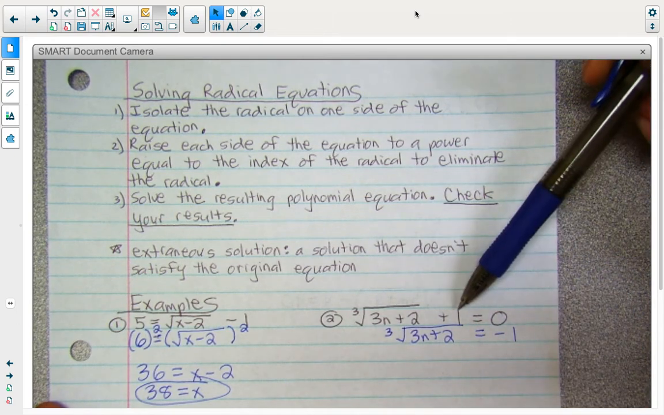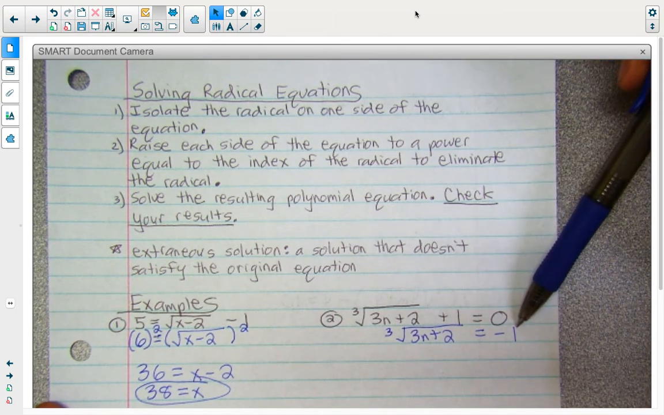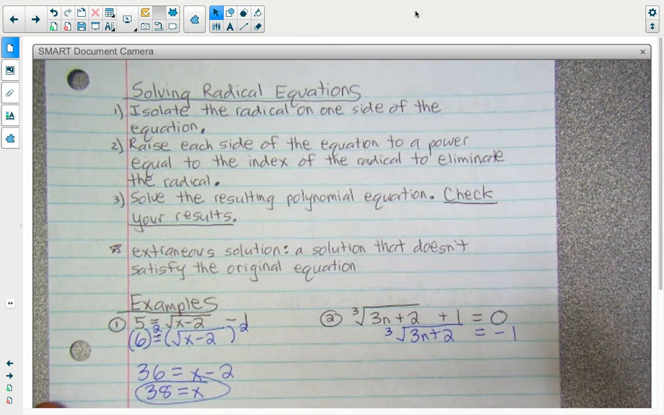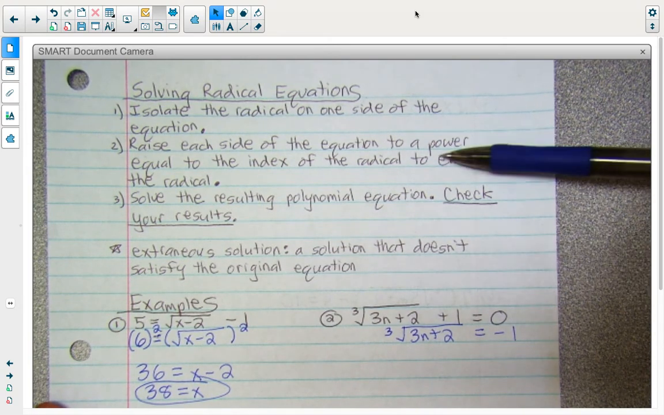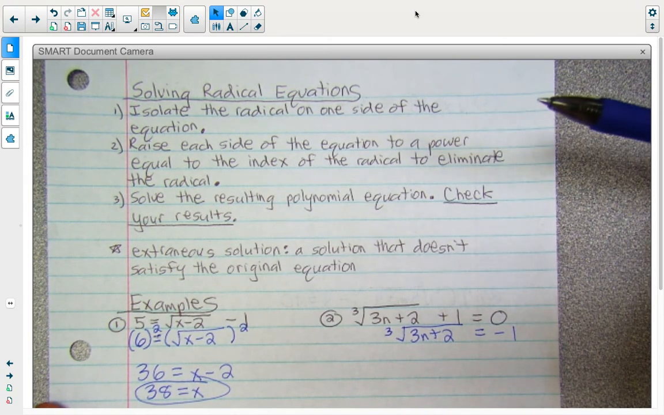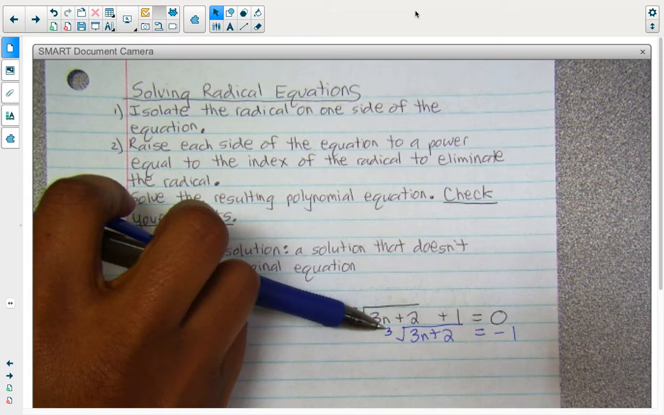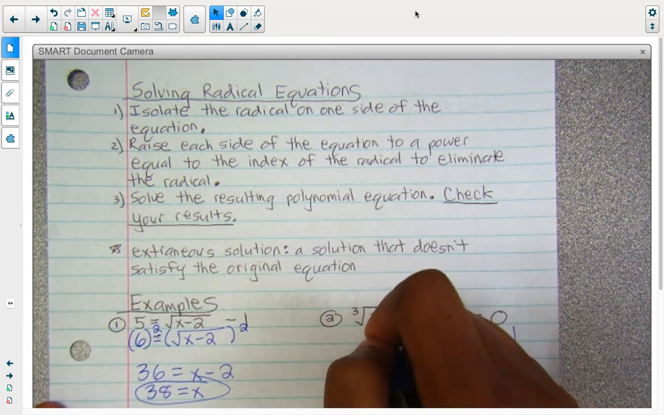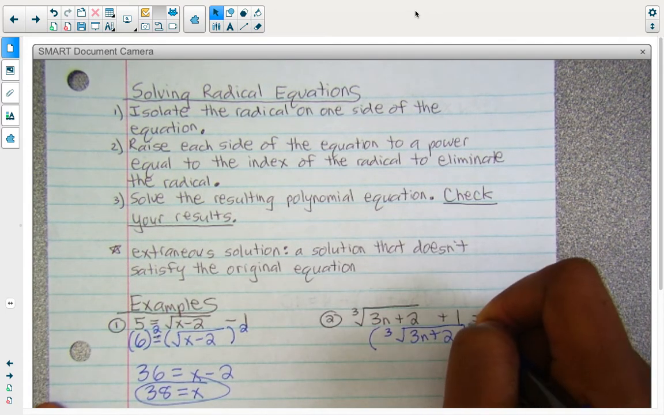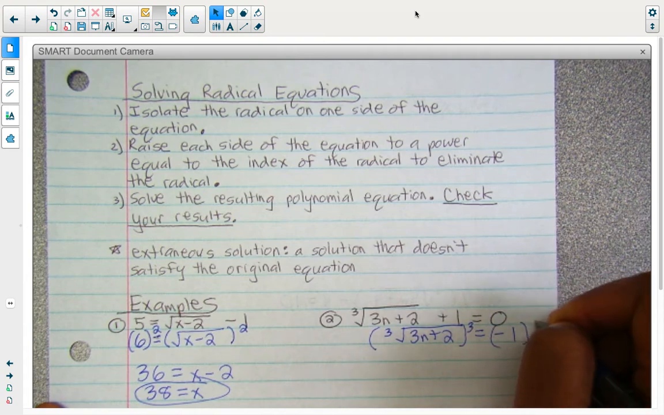It was positive on this side. You move it over by doing the opposite. So I subtracted 1 from both sides. Now, this is what step 2 is saying. Raise each side of the equation to a power equal to the index. This is the cube root. So 3 is my index on the outside here. So I need to cube both sides. Raise it to the 3rd power.